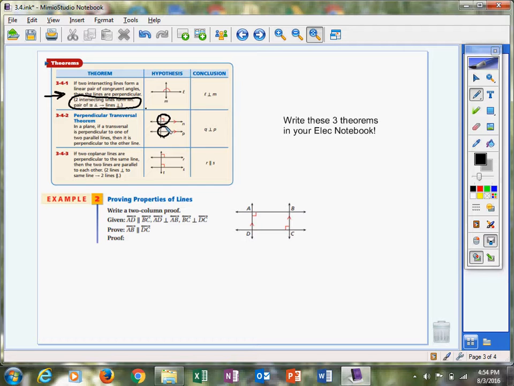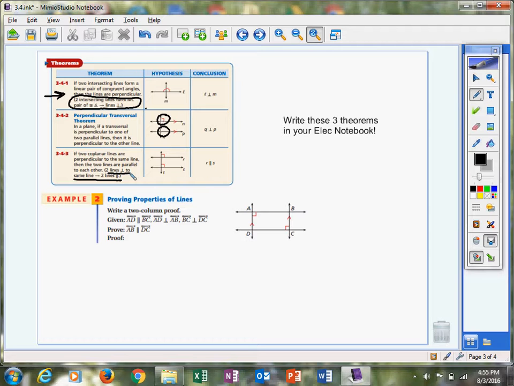And then the last one, I would focus here on these 2 parts right here for your shorthand. If 2 coplanar lines are perpendicular to the same line, then the 2 lines are parallel to each other. So you're actually proving lines that are parallel using perpendicular angles is basically what you're doing there.